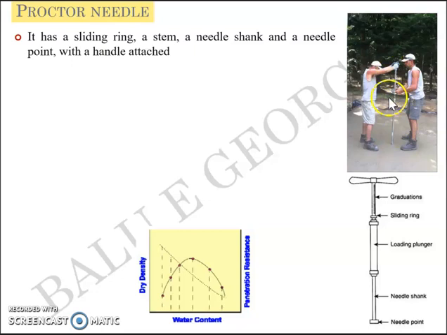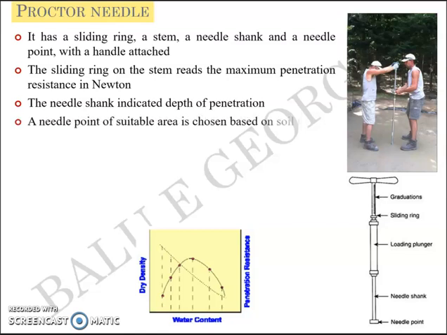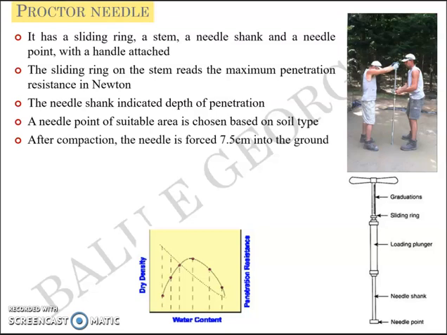Now, the actual picture looks something like this, about 1.8 meters, as you can see from this figure. Now, the sliding ring on the stem reads the maximum penetration resistance in Newtons, right? The resistance offered by the soil is given by the sliding ring in Newtons. The needle shank indicates the depth of penetration, and a needle point of suitable area is chosen based on the soil type. Depending on the soil type, the engineer at site chooses the type of needle, and after the compaction of the soil at site, let's take the same example.